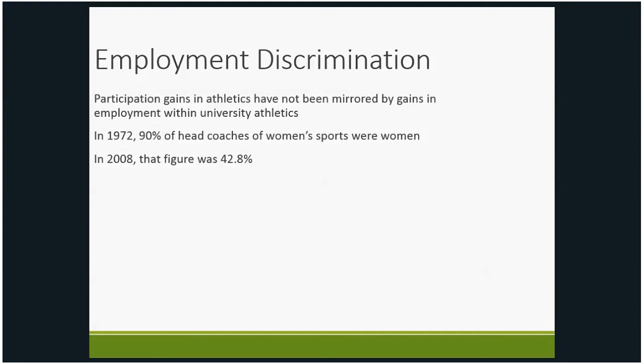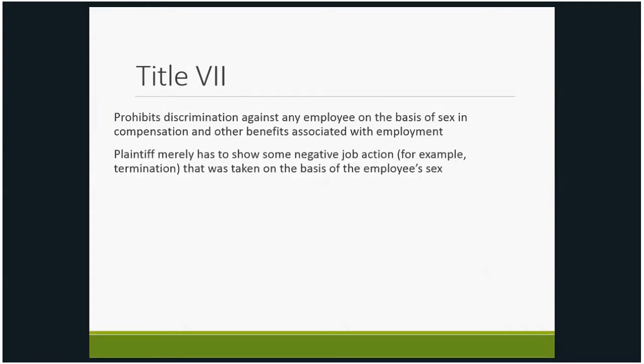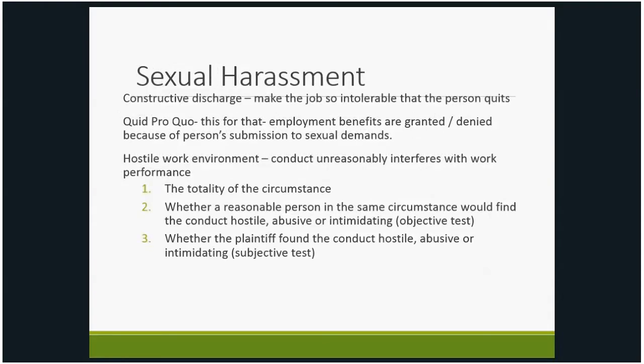So we're looking at this idea of employment discrimination, maybe more culturally in terms of the NCAA and other types of areas, but certainly we want to look at this in terms of employment discrimination, not just from a coaching aspect, but across the board and relevant to all of our students. Title VII of the Civil Rights Act prohibits discrimination against any employee on the basis of sex and compensation, other benefits associated with employment. Here, the plaintiff merely has to show some negative job action, for example, termination that was taken on the basis of the employee's sex. So this ties back with this idea of discrimination that we were looking at the very beginning with the burden shifting analysis.